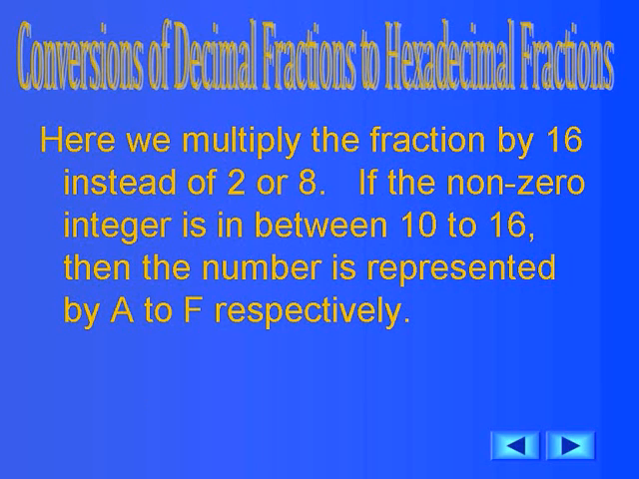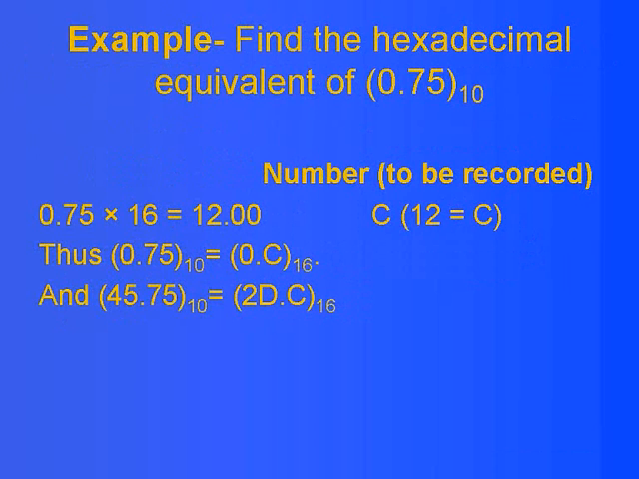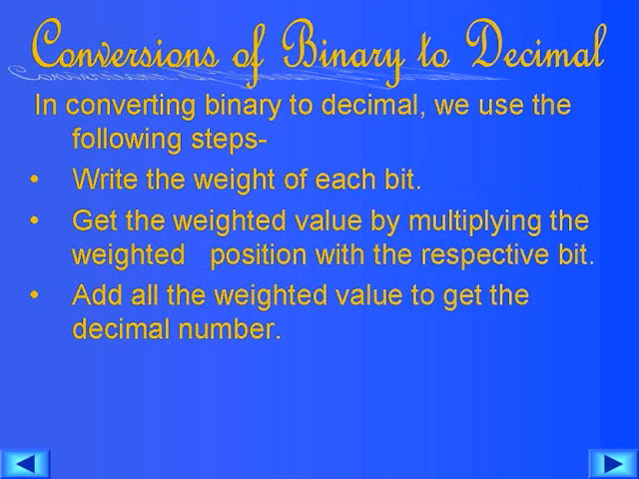Conversion of decimal fractions to hexadecimal fractions. We multiply the fraction by 16 instead of 2 or 8. If the non-zero integer is between 10 and 15, then the number is represented by A to F respectively. Find the hexadecimal equivalent of 0.75. So multiply 0.75 by 16, we get 12.00. So we record C, equivalent to 12. Since the fractional number is 0, no need of multiplying further. That means 0.75 is equivalent to 0.C and hence 45.75 is equivalent to 2D.C.